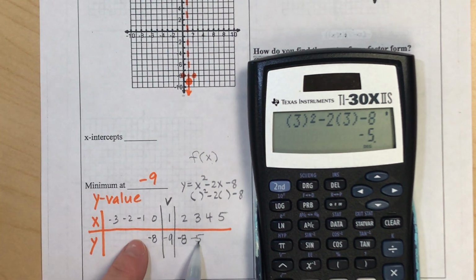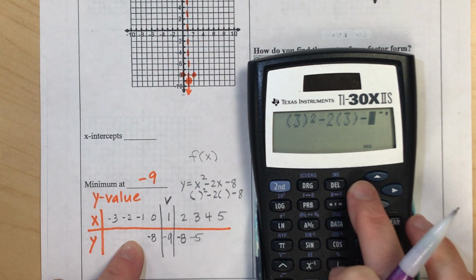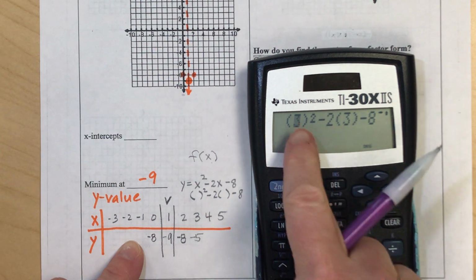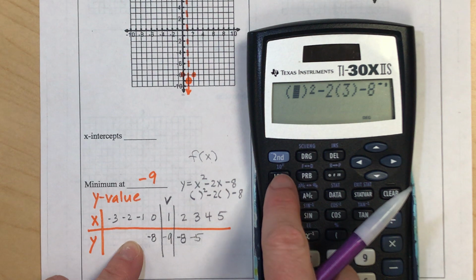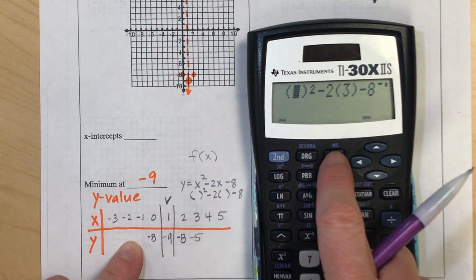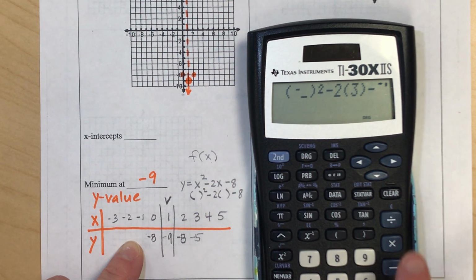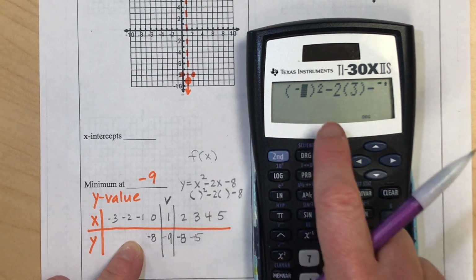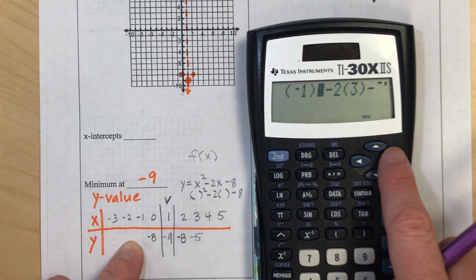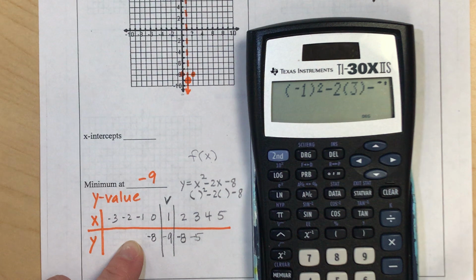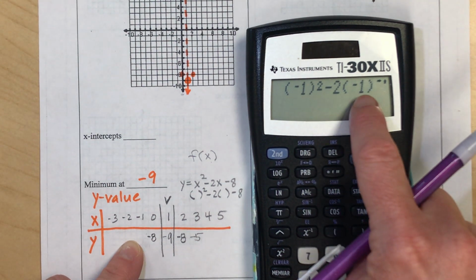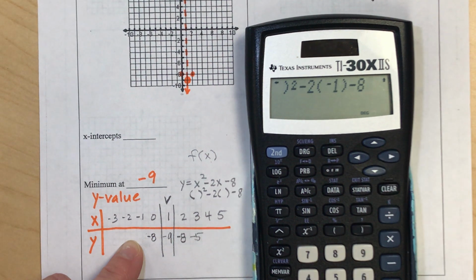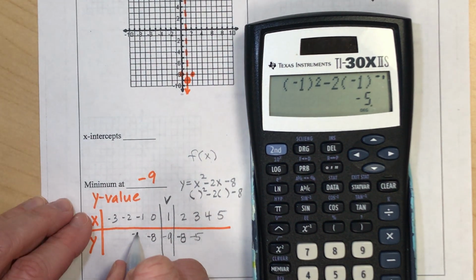I should get the same thing when I evaluate at -1 because it's supposed to be perfectly symmetric. Now watch, I'm going to have to insert a negative, so I'm going to hit second, and delete is my insert negative. And now I'm going to go back and change my 3 to be a 1. And over here, I need to insert a negative. So second and my delete sign will insert that negative. And I'm changing my 3 to be a 1. And I hit enter and I get also -5.